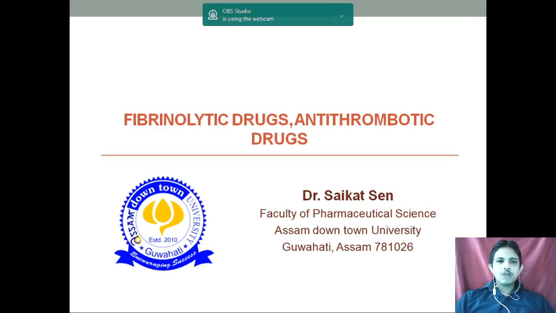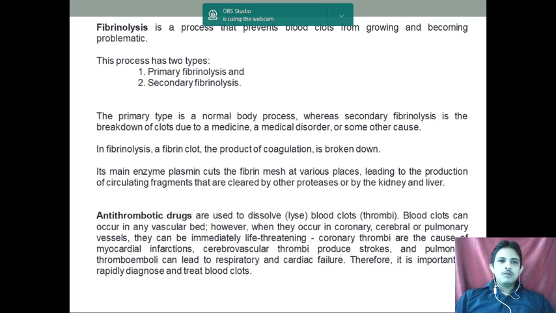Good morning. Now we are going to discuss the fibrinolytic drugs and antithrombotic drugs. Now, coming to fibrinolysis. It is a process which prevents the blood clot from growing and becoming problematic. If a blood clot is increasing and growing, then it may be problematic. Especially in such a process, there is a requirement for degradation or breakdown of the blood clot.